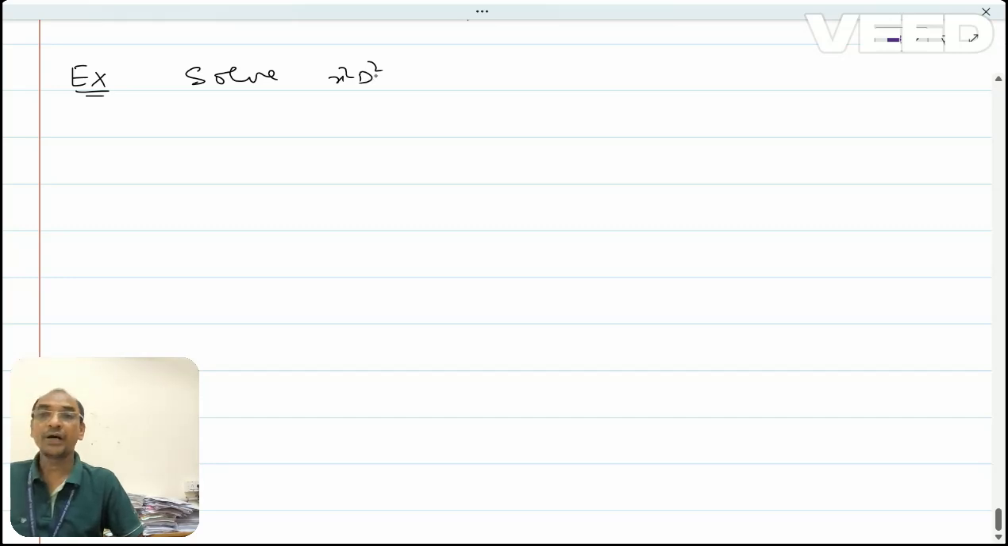Here I will give some more examples on Cauchy type equation. Next example is: solve x square D square minus xD plus 1 of y equal to sine of log x.